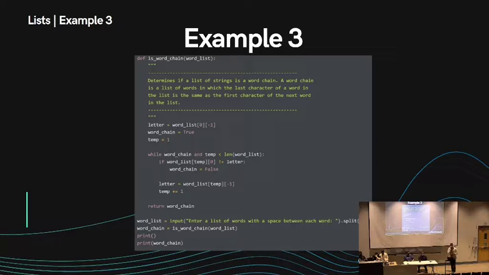This one checks to see if there's a word chain in a list that you pass it. All it does is check whether the last letter of a word is the same as the first letter of the next word. It's pretty self-explanatory. This function just loops through and checks to see if it's a word chain based off that parameter.